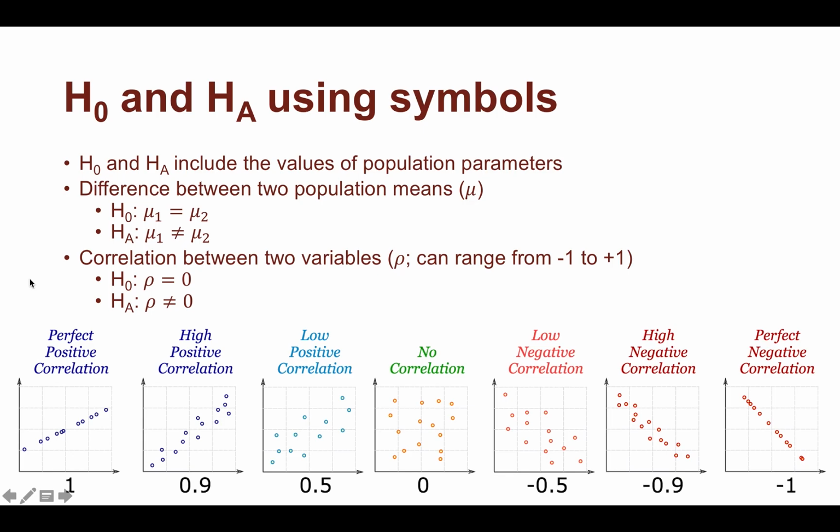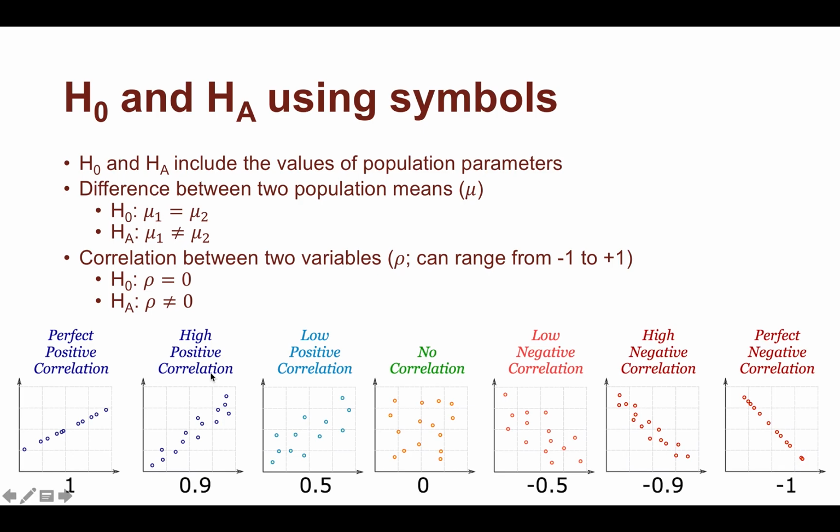For correlation, we use the Greek symbol rho, which I know kind of looks like a lowercase p, but it's actually the Greek letter that would be pronounced as an R. So basically, rho equals 0 would be the null hypothesis. Rho does not equal 0 would be the alternative hypothesis. Remembering that, as we've said before, correlation coefficients can range from -1 to +1. And then I just have a visual here showing what different values of rho would look like if we graphed them as scatter plots.